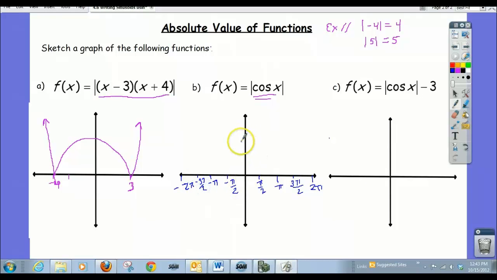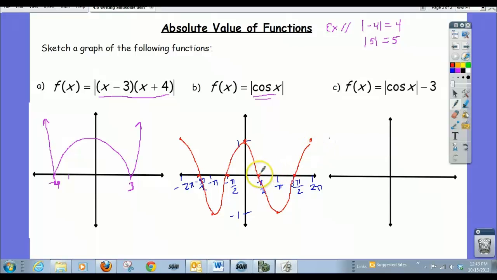Let's get our standard intervals, and cosine goes up to 1 and down to negative 1. So this is the cosine graph normally. I'll sketch. No, I wouldn't sketch this yet, or if you're going to do it, sketch it very lightly. That's the normal cosine graph.